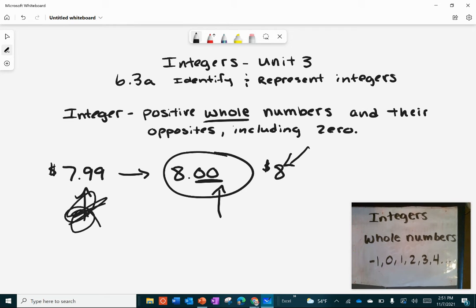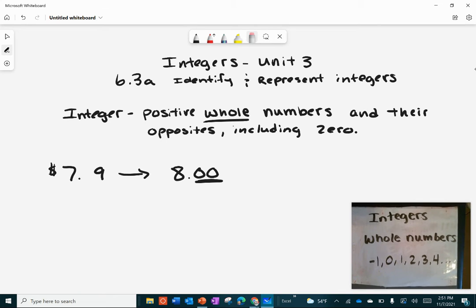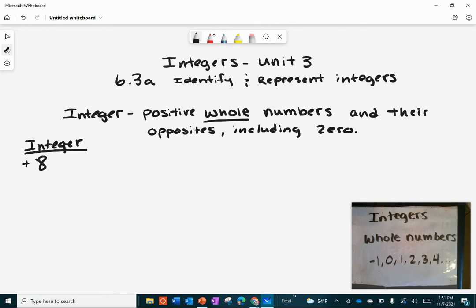You also have negative numbers. So in addition to the positive whole numbers, we have negative whole numbers. So we know that positive 8 is an integer. Here's the integer list. Positive 8, an integer. Positive 8.00, an integer. Positive 8.00000 is still an integer.